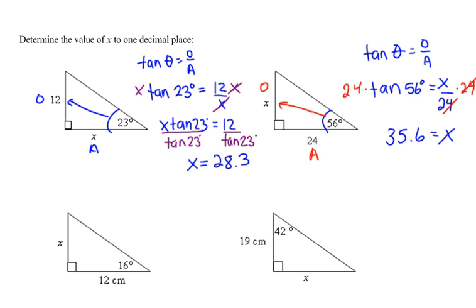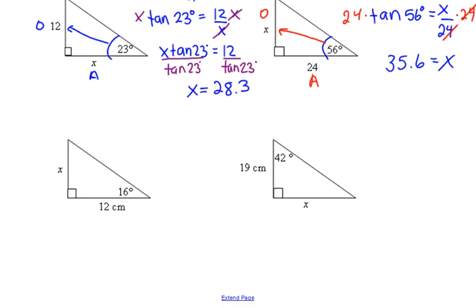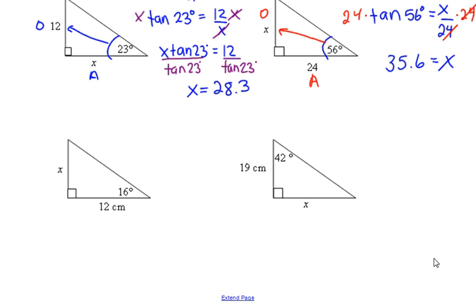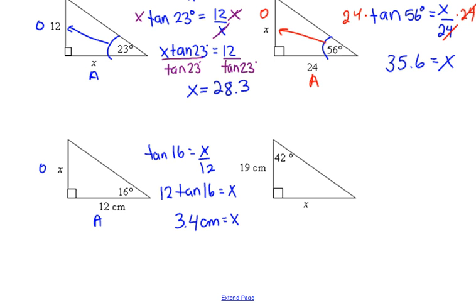Easy. Okay, I would like you to try the next two on your own, and then we'll go over them. Please try these two on the bottom. So the first one, opposite, adjacent. The steps that I need to see are the following. Tan 16 equals x over 12. And then I need to see 12 tan 16 equals x. And what did you get for x? 3.4 equals x, centimeters. If there's units, add units.